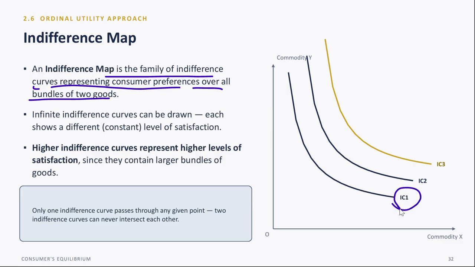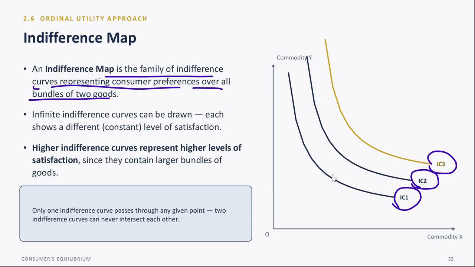So can you see IC1? This is indifference curve 1, this is indifference curve 2 and this is indifference curve 3. So it is the family of indifference curves and it is representing consumer preferences over bundles of two goods. Fine. So infinite indifference curves can be drawn, each shows a different level of satisfaction.